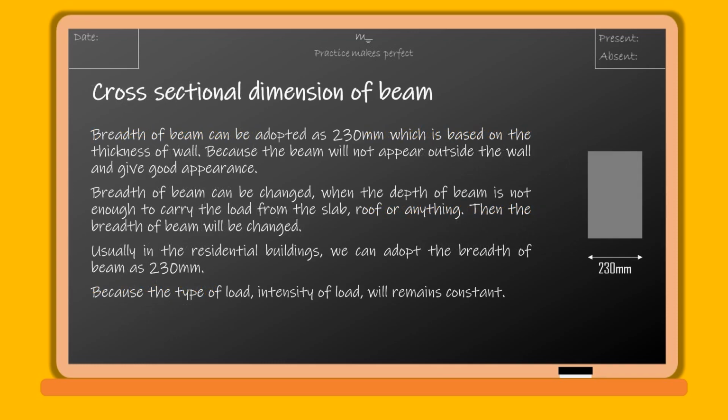Breadth of beam can be adopted as 230 mm, which is based on the thickness of wall, because the beam will not appear outside the wall and gives a good appearance. Breadth of beam can be changed when the depth of beam is not enough to carry the load from the slab, roof or anything. Usually in residential buildings, we can adopt the breadth of beam as 230 mm, because the type of load and intensity of load will remain the same.